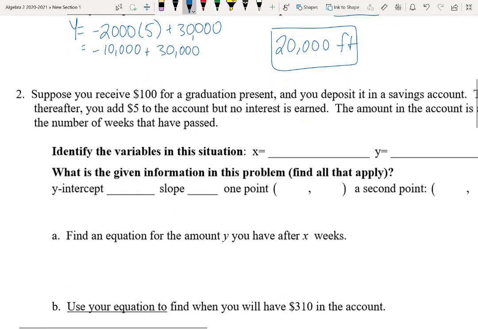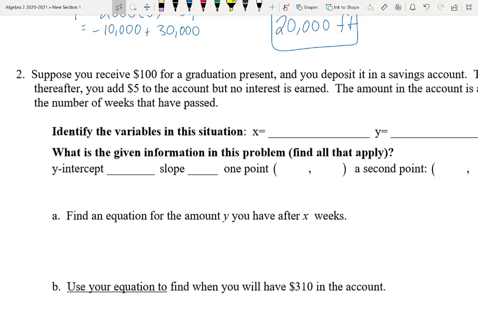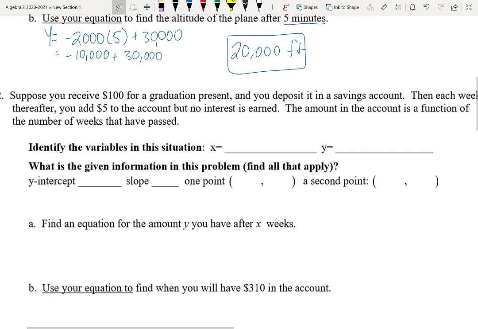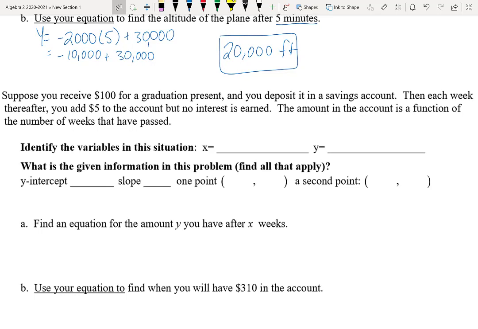For number 2, similar. Here we're starting with the fact that we've received $100 for a graduation present, and you deposit it into a savings account. Then every week after that, you add $5 to the account, but this is not a situation where we are earning any interest. So the amount in the account is a function of the number of weeks that have passed.